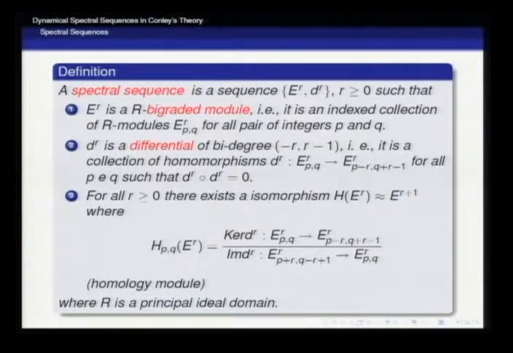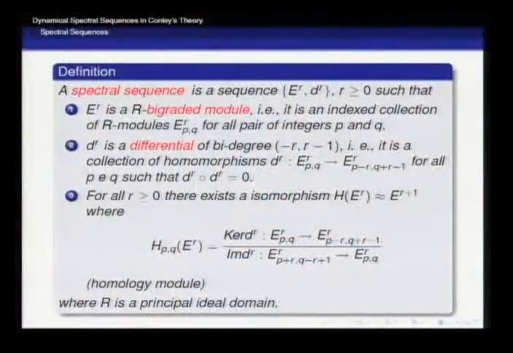We're going to try to bring in a visualization of this so that it doesn't look that bad, and such that d^r squared is 0. What's interesting is that the homology of each E^r is the next module E^{r+1}. And here are the formulas that give us the homology: the kernel of d^r and the image of d^r.